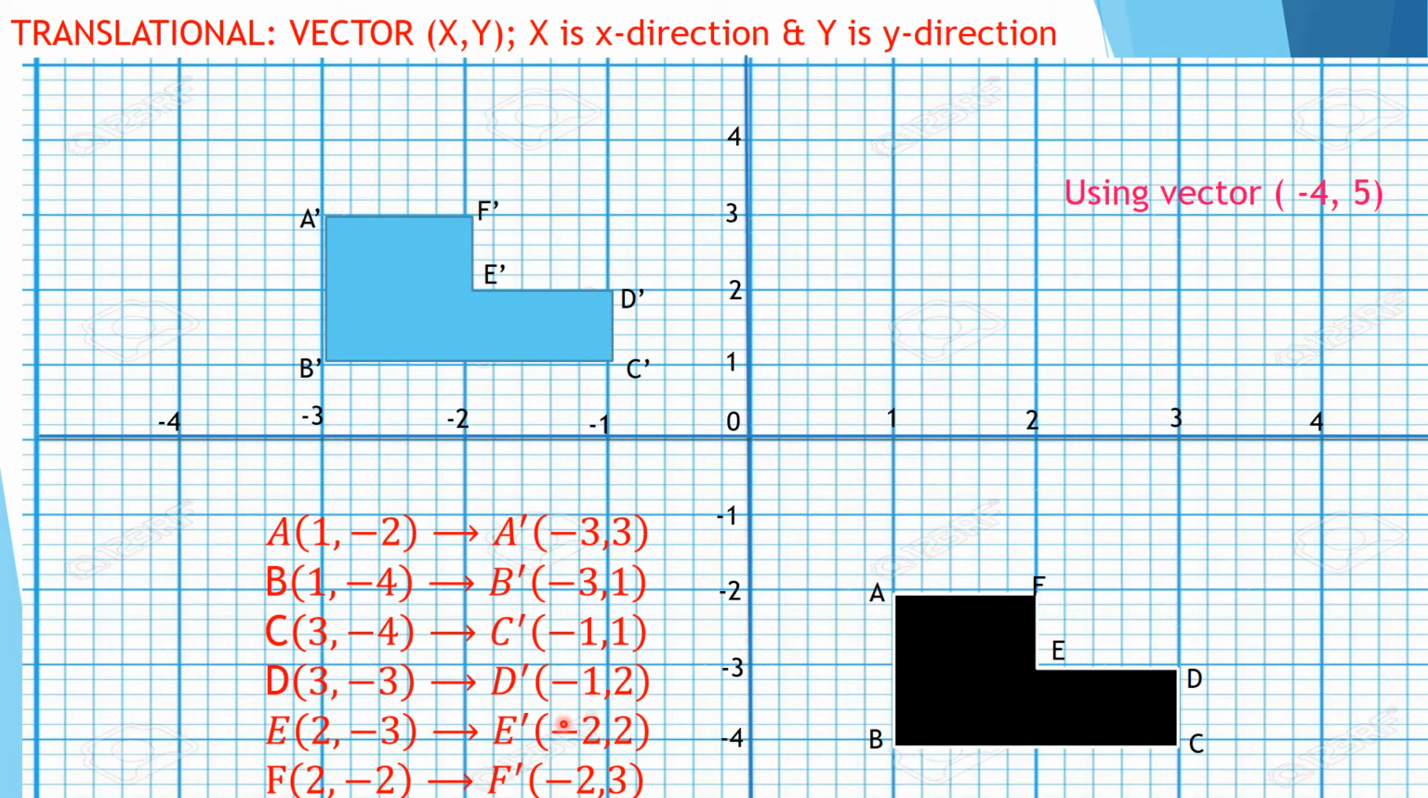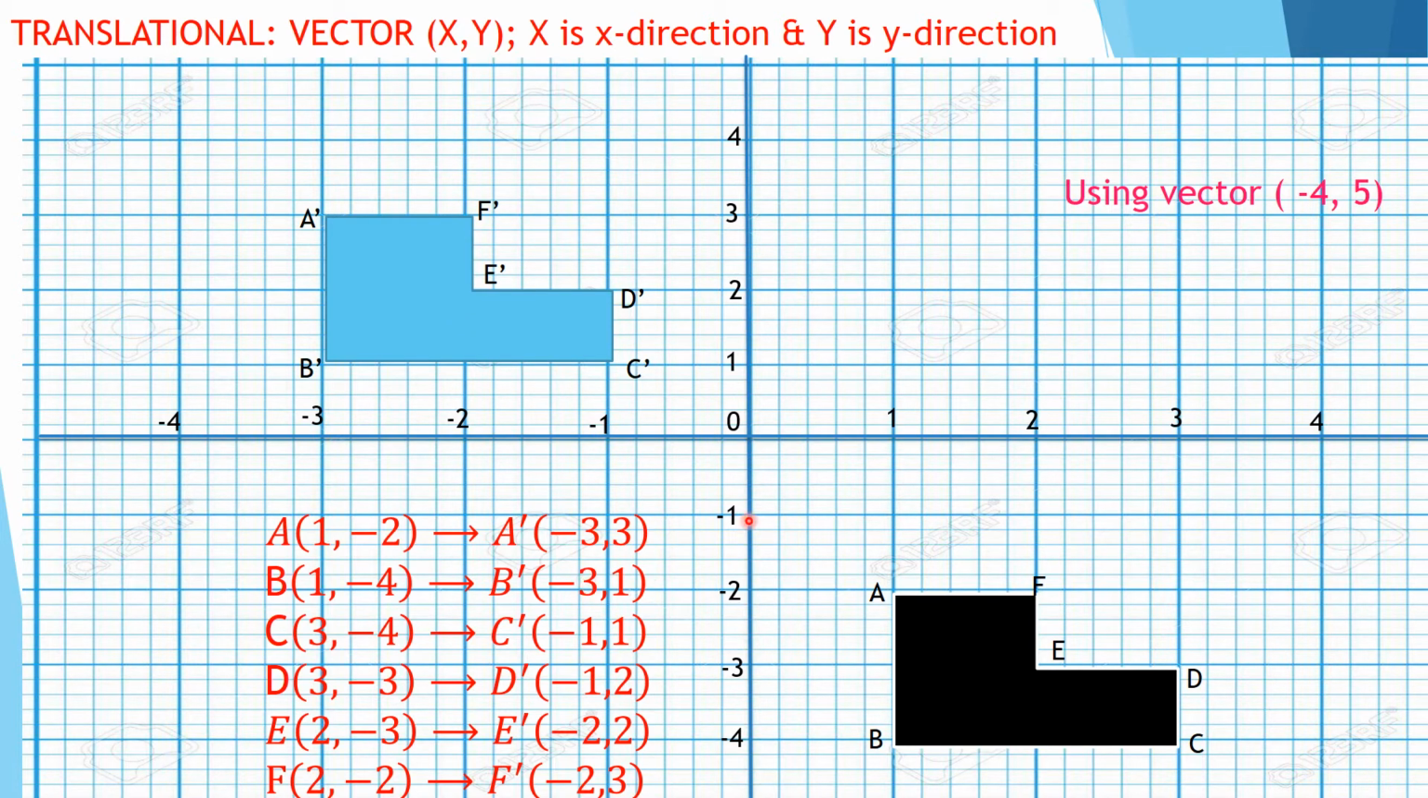Add 5 here, we have 3. This becomes your image. These A prime, B prime, C prime, D prime, E prime, F prime will form the transformation of this polygon A, B, C, D, E, F. And this is where I have it. Okay, so try it out.